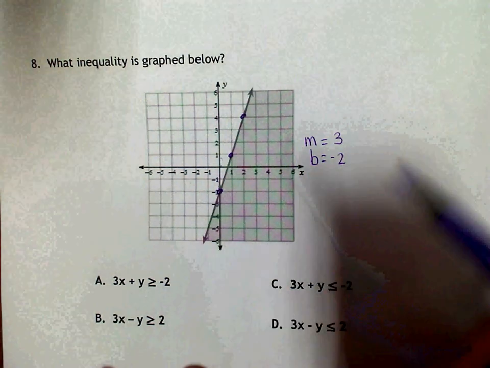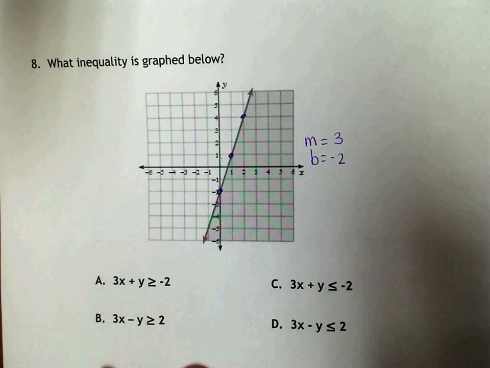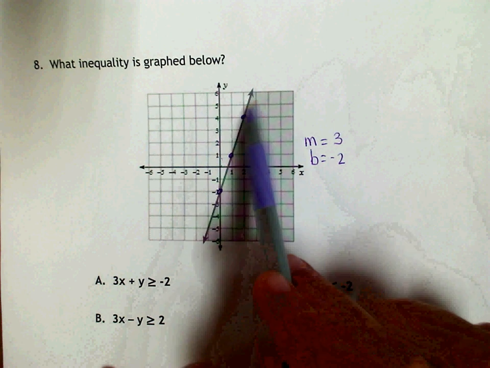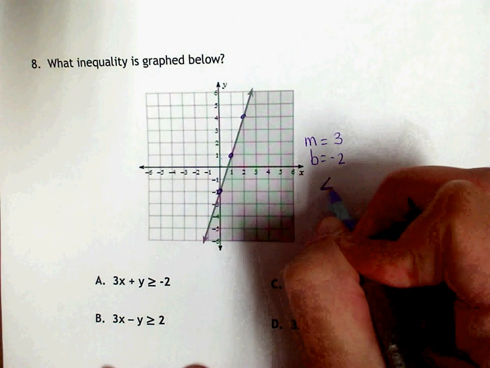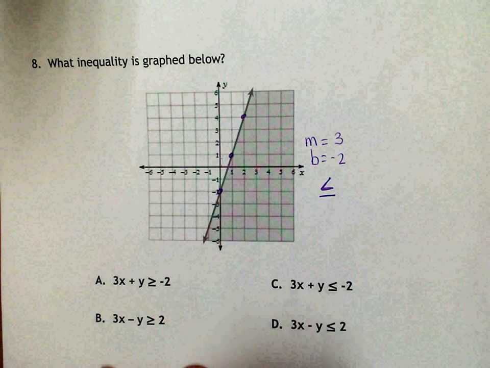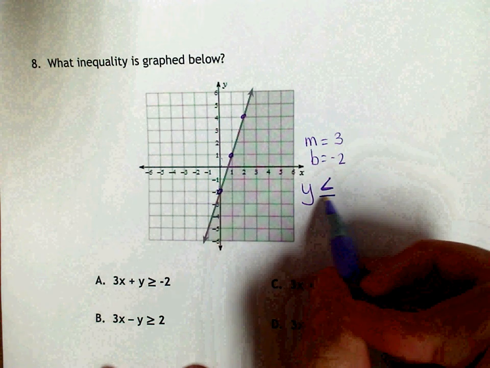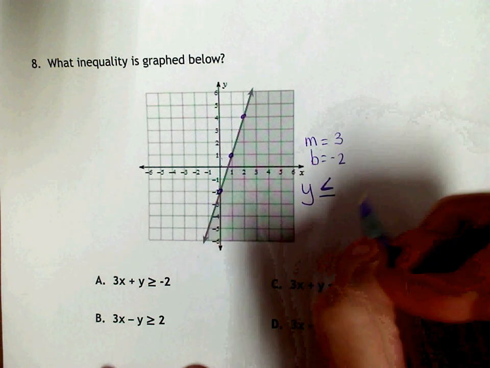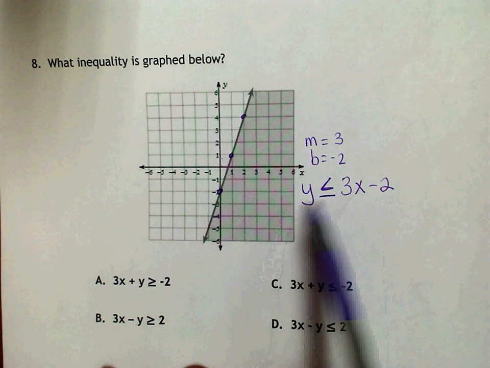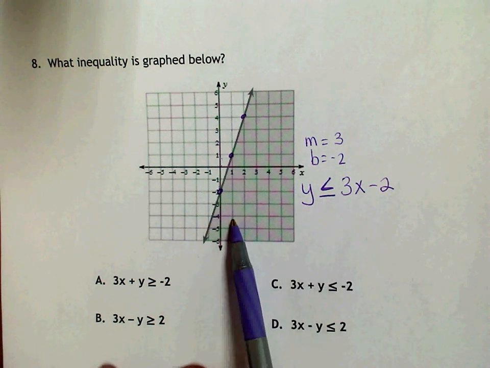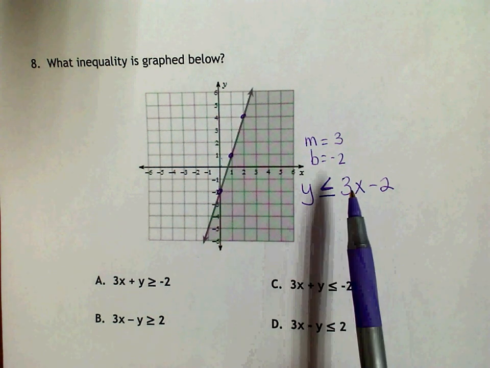Okay? This is a solid line, so that means that my inequality is going to have the bar under it, and it's shaded below. Okay, so I know that it's going to have to be less than or equal to when I write my inequality. So we're going to have to say y is less than or equal to, the slope is 3, so it'd be 3x minus 2. So this is the slope-intercept form of this inequality. Notice that does not match any of these answers down here. So we're going to have to put this in standard form.